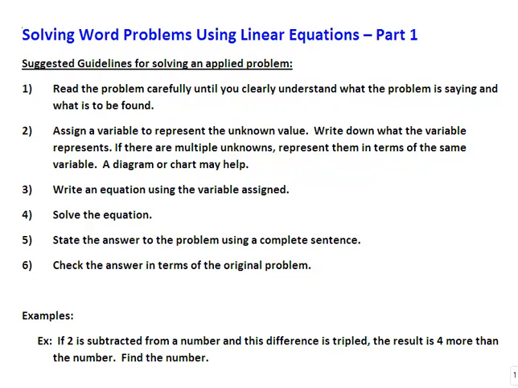The first step is obviously to read the problem carefully until you clearly understand what the problem is saying and identify what is to be found. Step 2, once you know what you're looking for, assign a variable to represent the unknown value. Write down what that variable represents. If there's multiple unknowns, represent them in terms of the same variable. Usually a diagram or a chart may help.